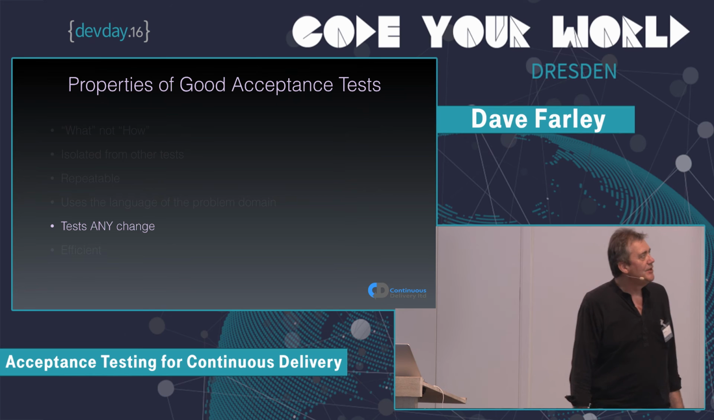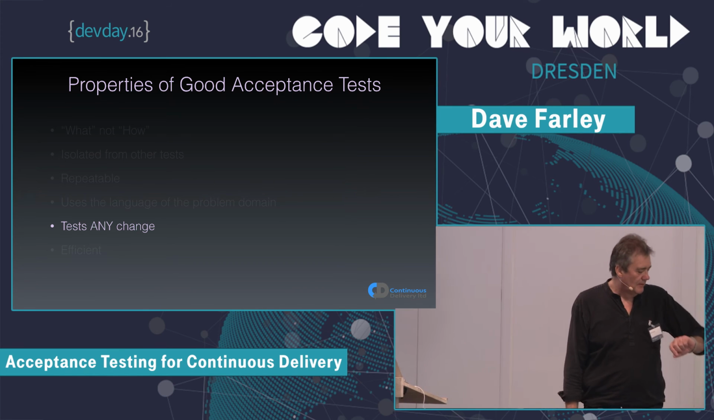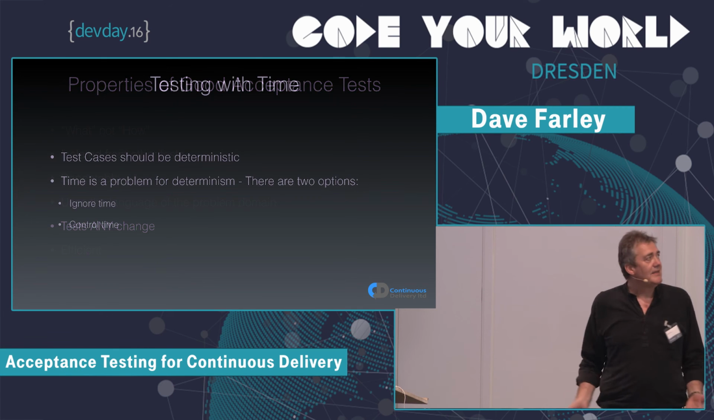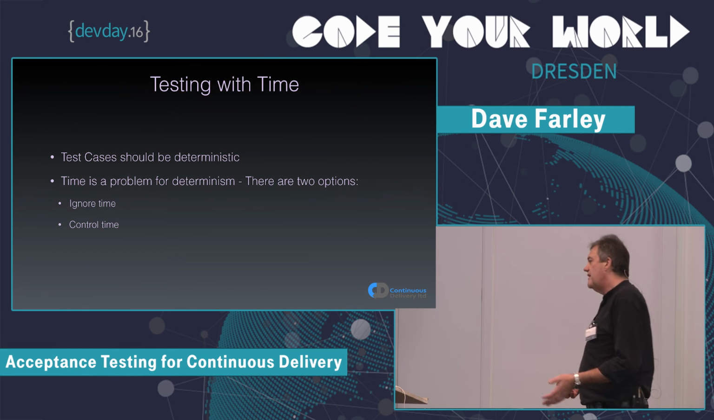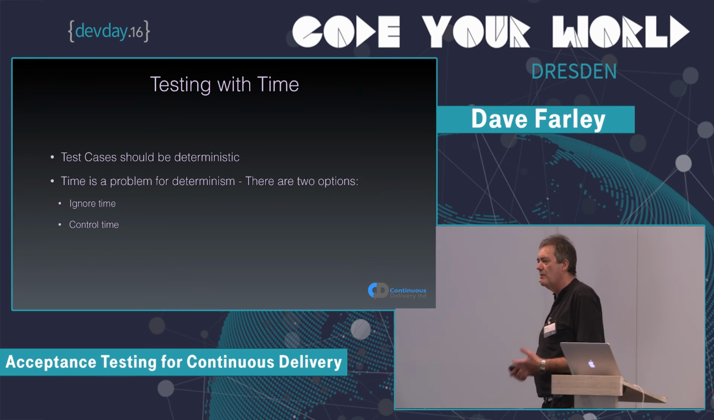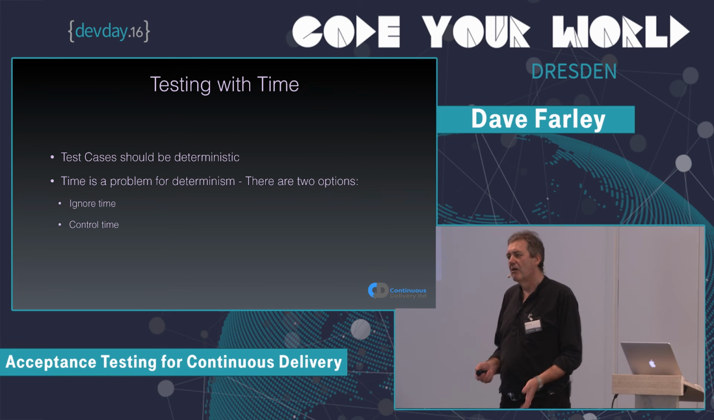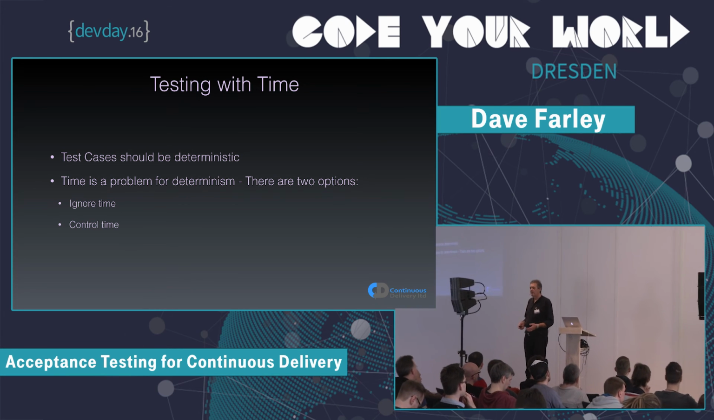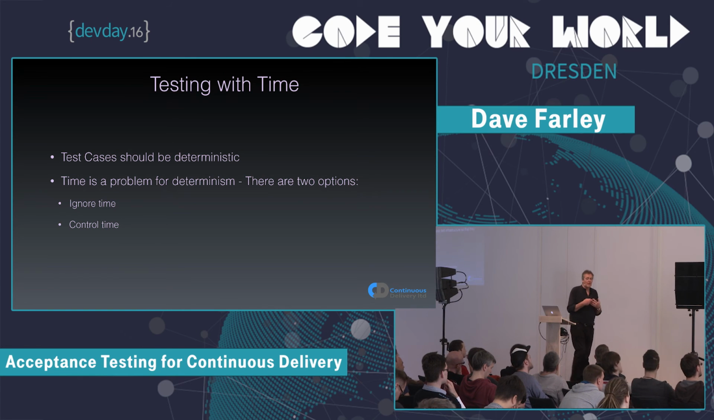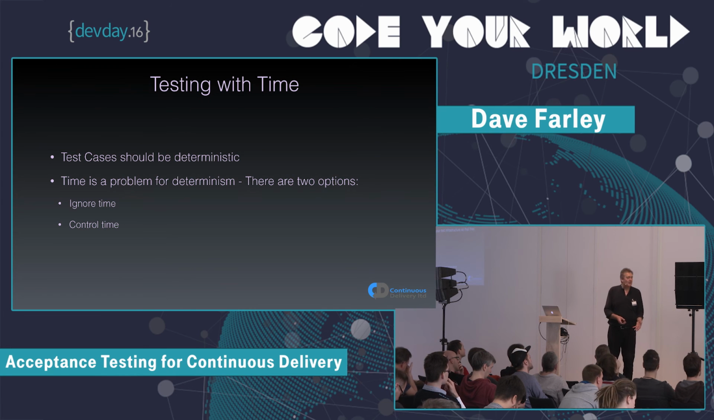We want to be able to test any change. So our test cases need to be deterministic. And one of the difficult cases for determinism is time. If you care about time in the scope of your application, time often is a pain within the scope of automated testing. Basically, I think that there are two strategies. You can either ignore time if your system doesn't care very much about time, or you need to take control of it and treat it like an external dependency, the same as any other.